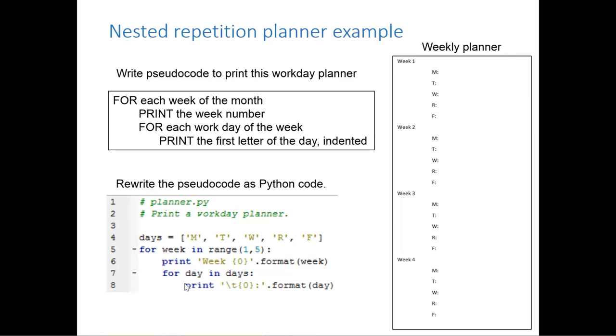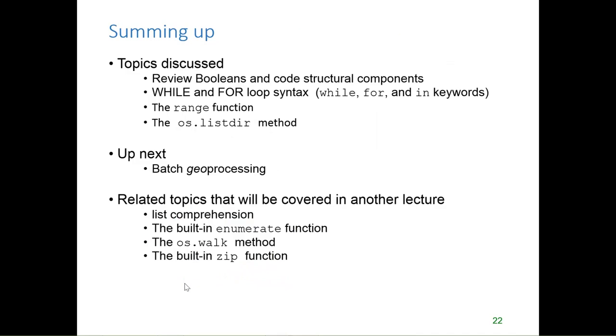This lesson gave an introduction to the while loop and for loop syntax. We started out by reviewing the Boolean and code structural components, since all of that plays into how you do the looping. And we covered the range function and os.listdir with a few examples. The next lesson will be on geoprocessing, combining calling tools with looping.